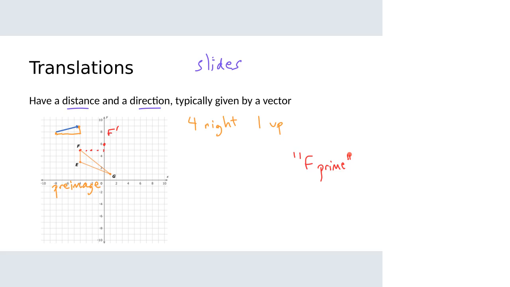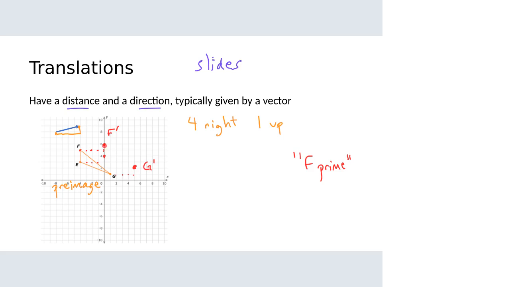We're going to do the exact same thing with vertex E and with vertex G. So vertex E, we're going to move 4 spaces to the right, 1, 2, 3, 4, and up 1. And that's where E prime is going to go. I'll put that on in just a minute. I want to go ahead and do G first. And then G is going to go 4 spaces to the right and up 1. And that's where G prime is going to end up.